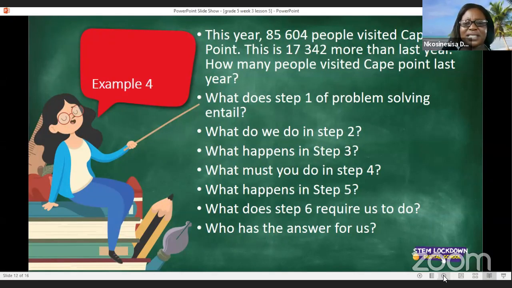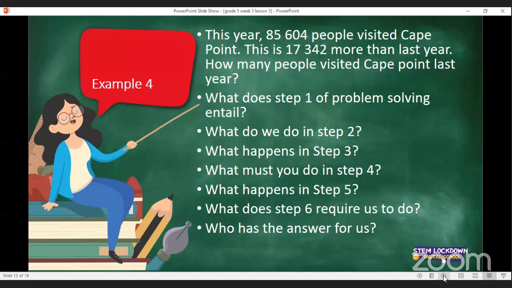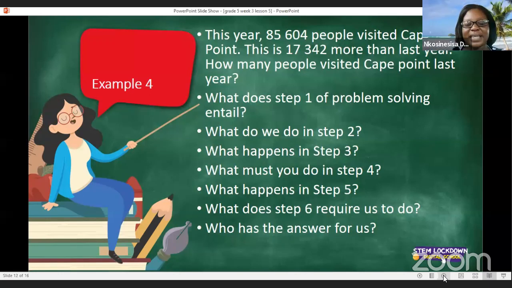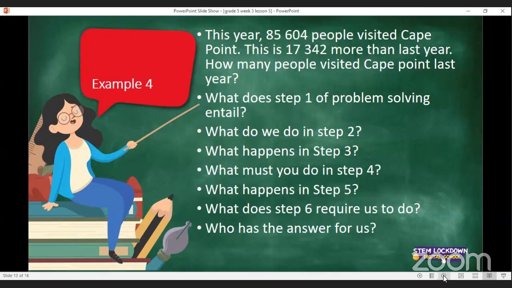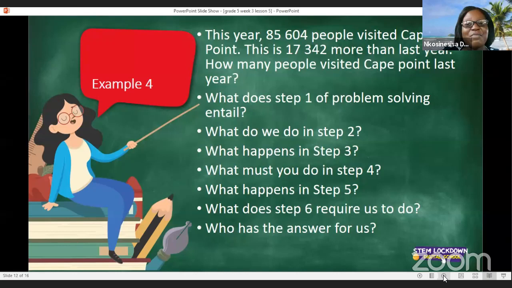Step number 2, what do we do in step number 2? It highlights the important information. Well done. We have to highlight. So which one is important here? 85,604 and 17,342. And the question, how many people visited Cape Point last year? Well done. And the word more, the more than, is also important.